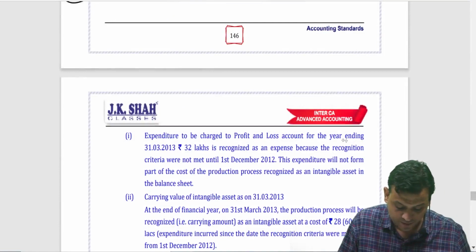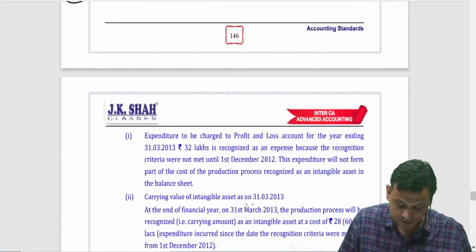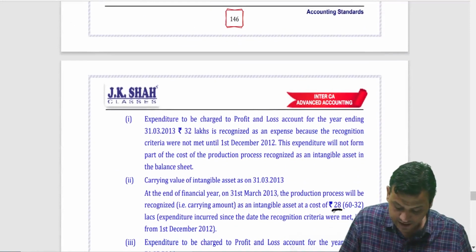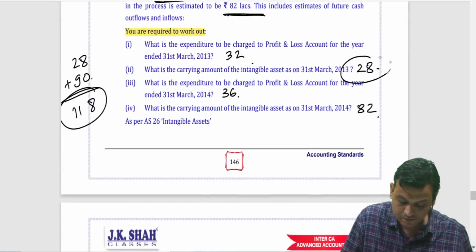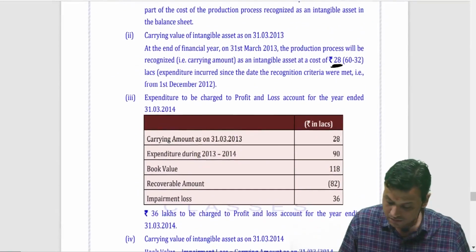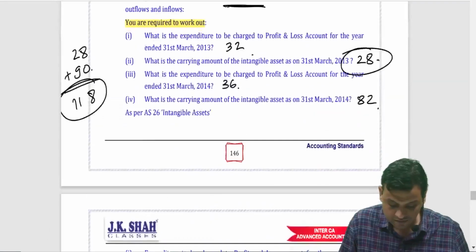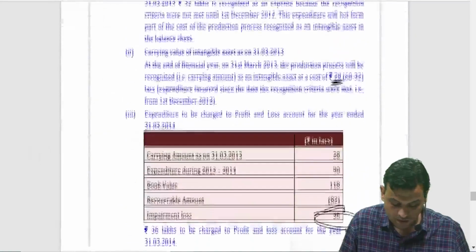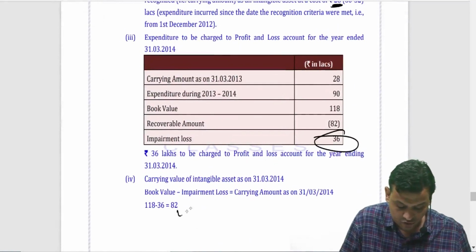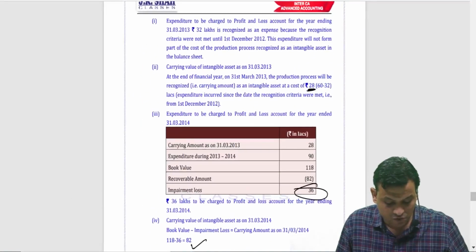Expenditure charged to P&L is 32 lakhs. Okay, done. Carrying amount of intangible asset is 28. My impairment loss is 36. And the intangible asset will be shown at 82. Yeah, you may just go through the answer. It was already there in our textbook.